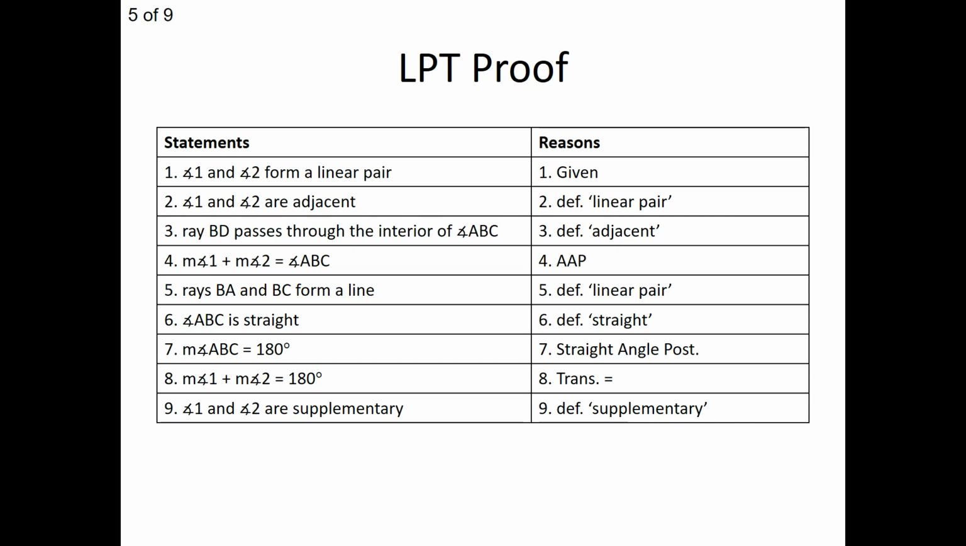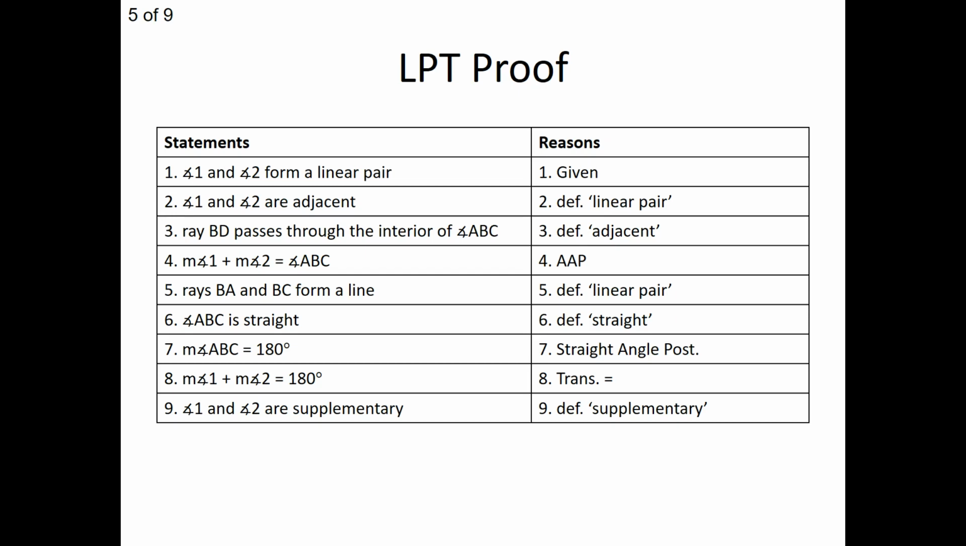See, if we look back at step 4, or statement 4, it says that the measure of angle 1 plus the measure of angle 2 equals the measure of angle ABC. But in step 7, we stated the measure of angle ABC is 180 degrees. Well, what does that mean? That means we can replace the measure of angle ABC with 180 degrees.